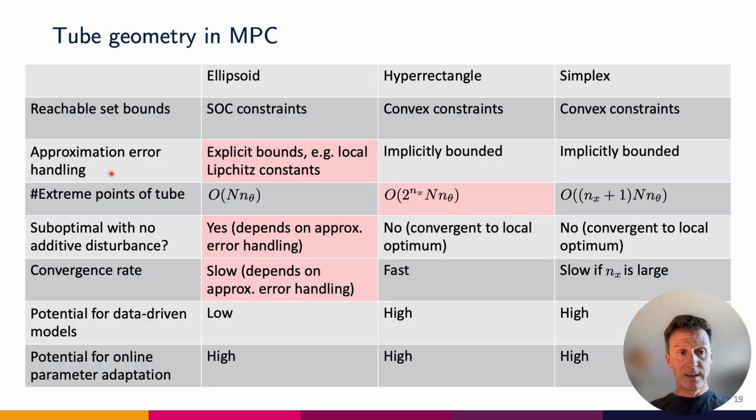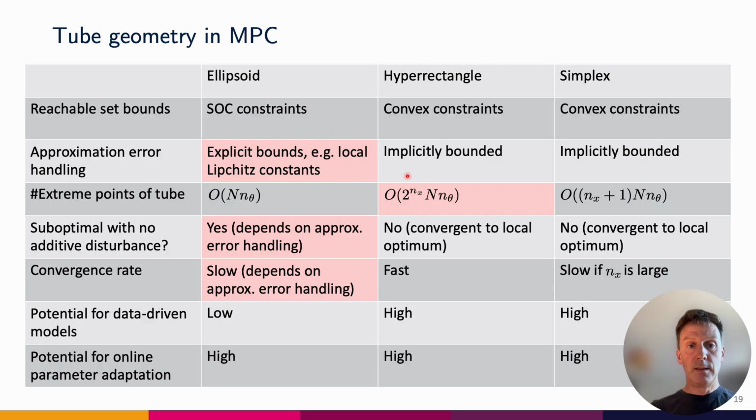In terms of the handling of linearization errors, for the ellipsoidal tube MPC, where we have full linearization, we need to have explicit bounds on those linearization errors. So for example, we may need to bound the Jacobian of the nonlinear system model over some region of the state space, and if we need to compute these bounds online, then that can add significantly to the computational burden of the algorithm.